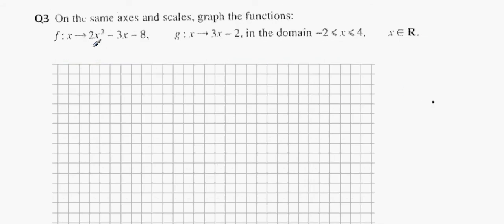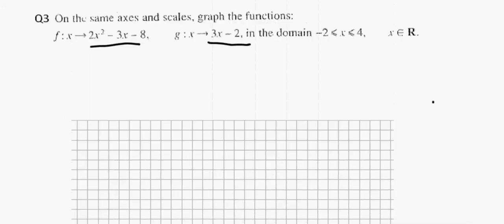f of x equals 2x squared minus 3x minus 8 and g of x equals 3x minus 2. So basically what we're doing with this graph is we're doing the scales twice. So we're doing both of them twice, okay? So what we're just going to do is write down our workings first this time. And then after we do our workings, we can figure out what we need to do regarding our scales, okay?